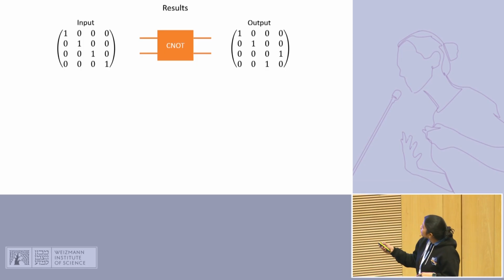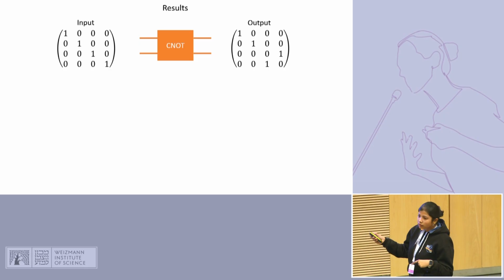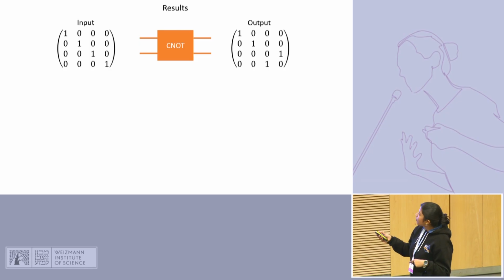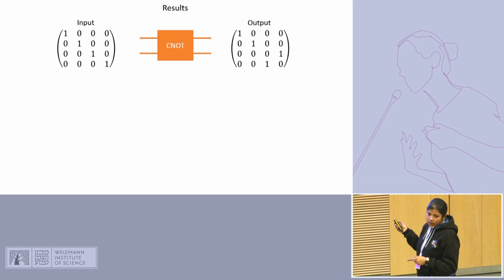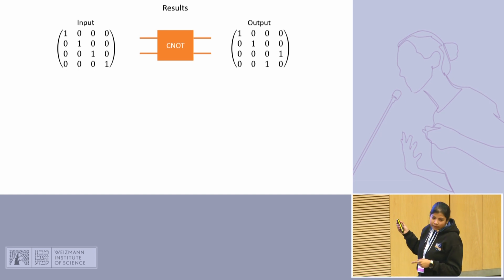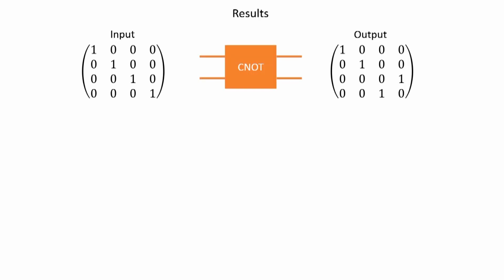So this is what happens. In the first 2 elements, the first switch is off, so it doesn't change the state of the second switch. But in the next 2 elements, the first switch is on, so that actually reverses the state of the system. So that's how we get this matrix as an output. This is the ideal matrix of a CNOT operation.